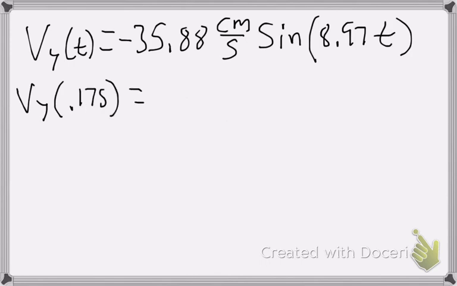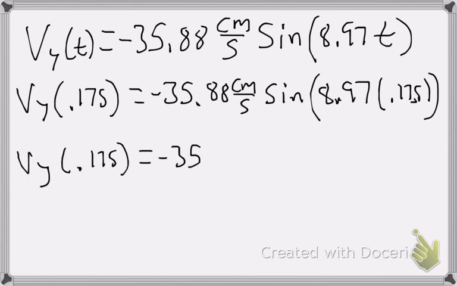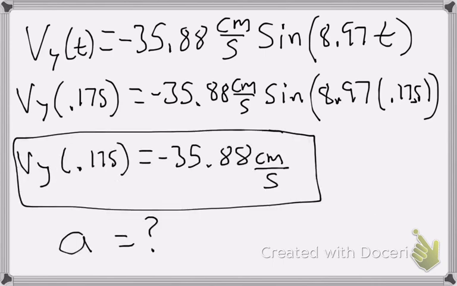Here we go. Finding the velocity at the equilibrium point, we need to plug in the time it takes to go to the equilibrium point. So plug in 0.175 to that equation above. So we plug it in, there we go. And when we crunch all the numbers, we are actually going to get, surprise, minus 35. And the reason why is because when you plug in the sine of 8.97 times 0.175 in radians, you're going to get 1. So it's going to be 1 times 35, or negative 35.